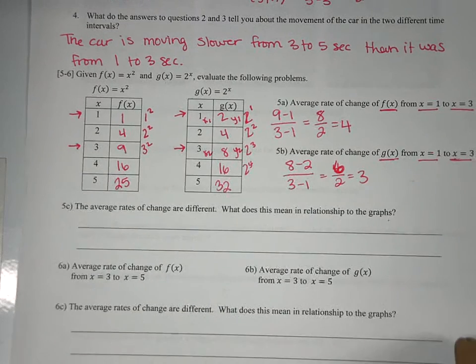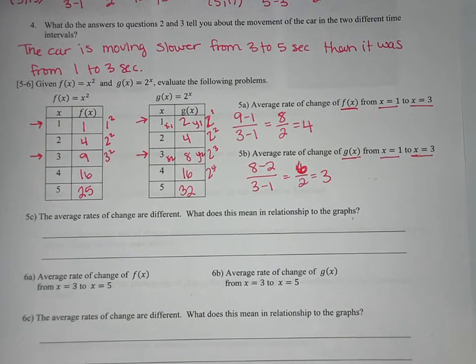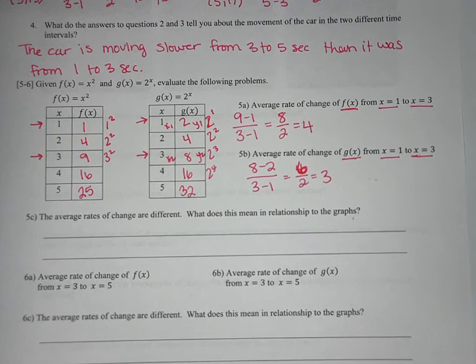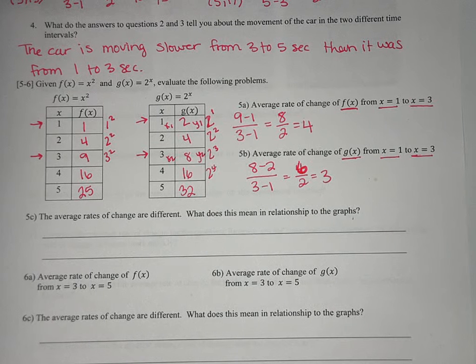And then for your description, the average rates of change are different. What does this mean in relationship to their graphs? Which one is going up faster? Some say g, some say f. How many think f is growing faster? How many think g is growing faster? Okay, let me ask you this. Which number is bigger, 4 or 3? Then f is going faster. Bigger number is growing faster.